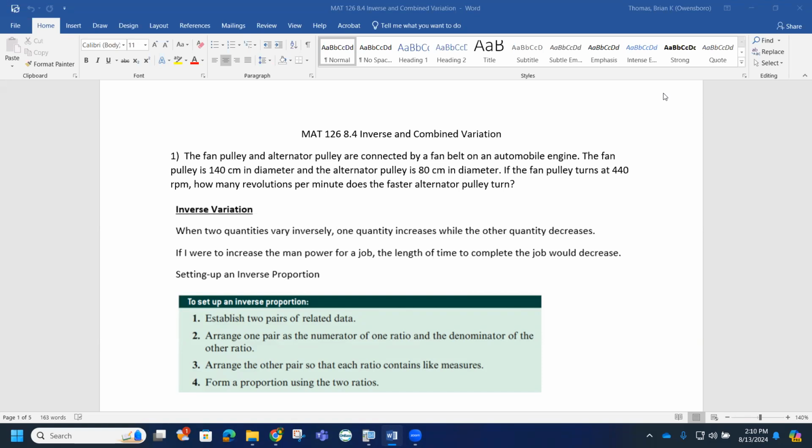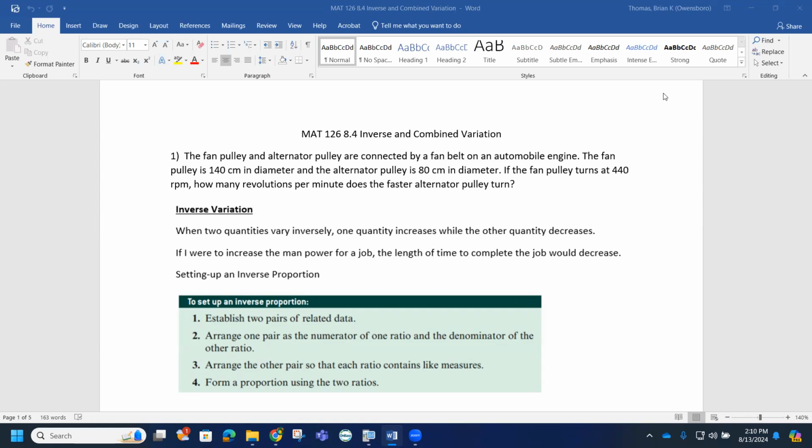So as we move into chapter 8, section 4, this has inverse variation and then combined variation. So let's look at this first example. The fan pulley and an alternator pulley are connected by a fan belt on an automobile engine. The fan pulley is 140 centimeters in diameter and the alternator pulley is 80 centimeters in diameter. If the fan pulley turns 440 RPMs, how many revolutions per minute does the faster alternator pulley turn?